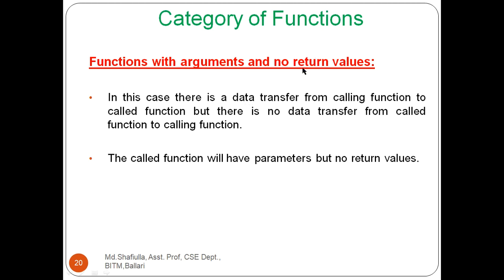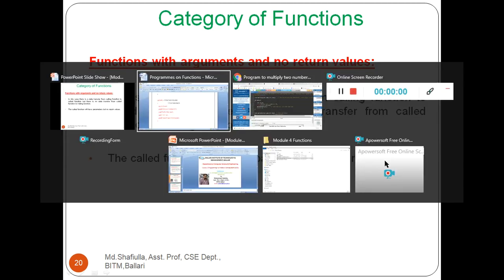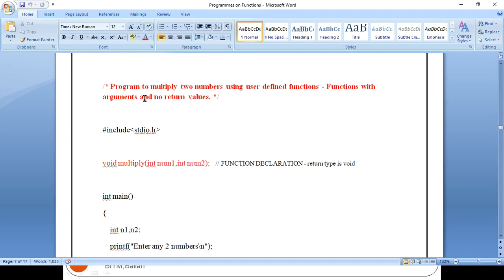Since your return type is void, there is no data transfer from the called function back to the calling function. So the called function will have parameters, but it will not have a return value. This is our second program to multiply two numbers using user defined functions. Here we have functions with arguments and no return values.